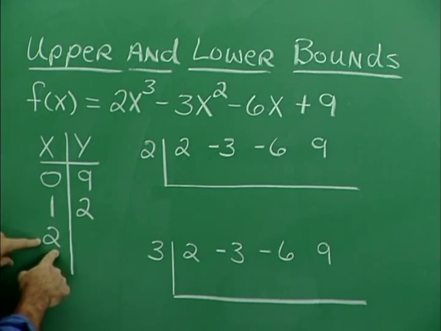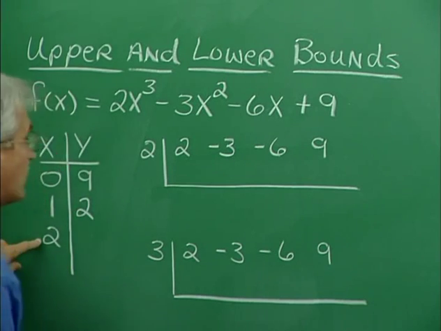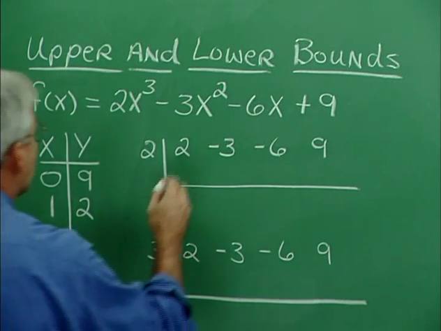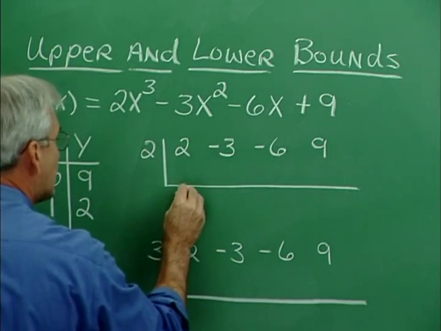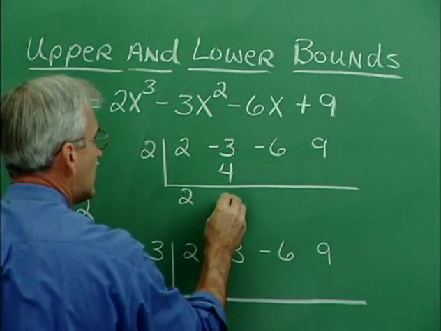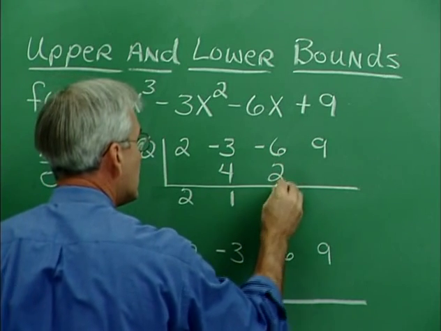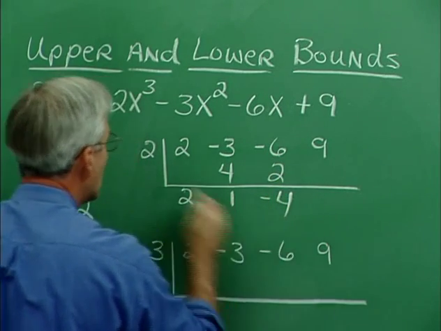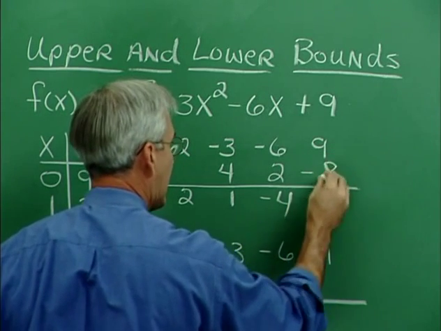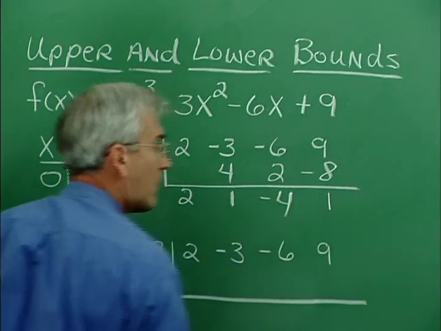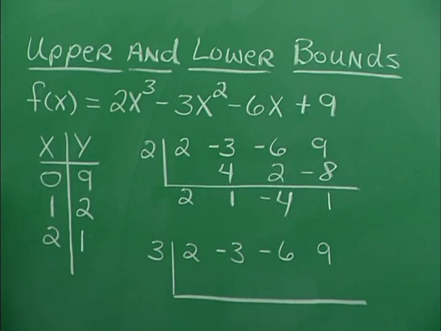Let's try f of 2. Now, let's do that using synthetic division. So we would go over here and put down the coefficients and the constant and bring down the 2. 2 times 2 is 4, with negative 3 is 1. 2 times 1 is 2, with negative 6 is negative 4. 2 times negative 4 is negative 8. 9 minus 8 is 1. Well, 2 goes to 1. All right, we're not quite there yet. Maybe we get there at 3.